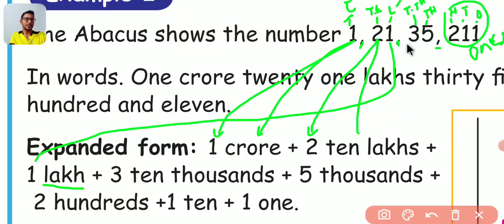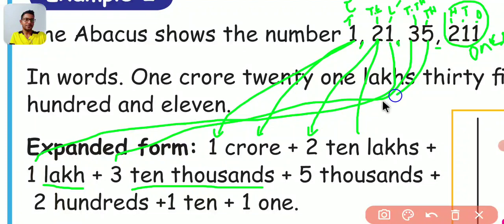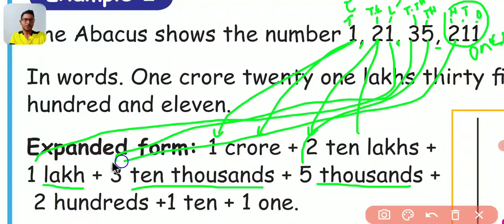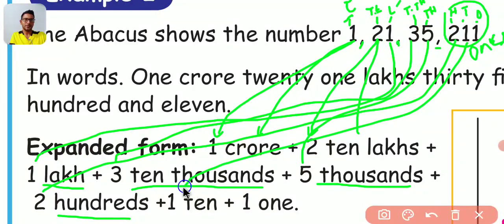Okay, then you write 3. 3 is in which place? You see in the above, 10,000. Okay, 10,000 they are writing. Okay, then 5,000, then 2 hundreds. Okay, hundreds. 1 is in tens. Okay, therefore 1 ten. Okay, this one, 1 is in ones place. They are writing ones. I hope you understand.